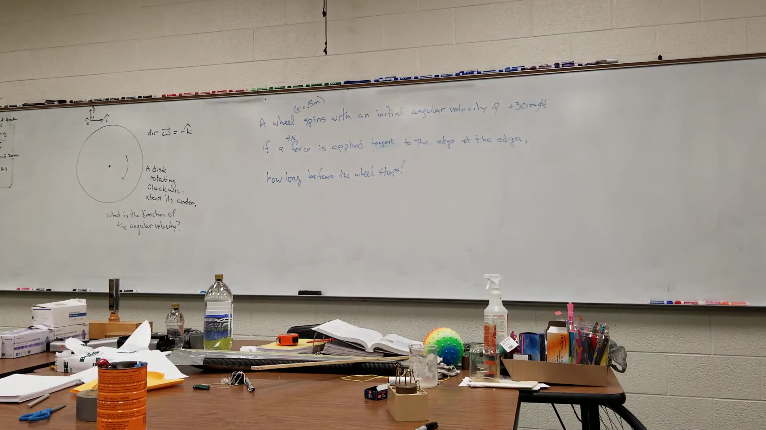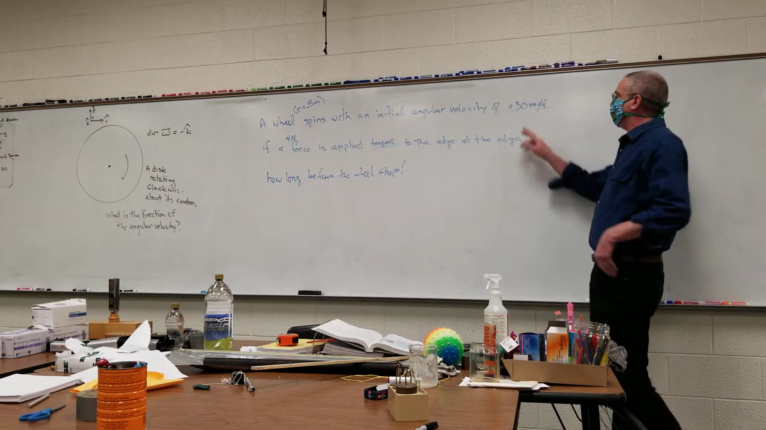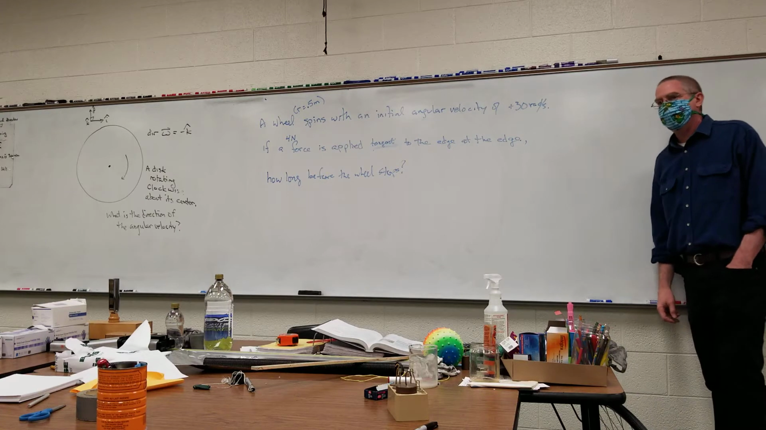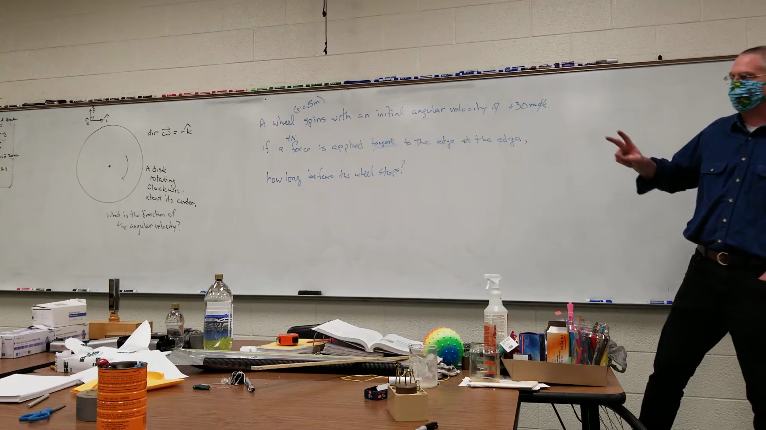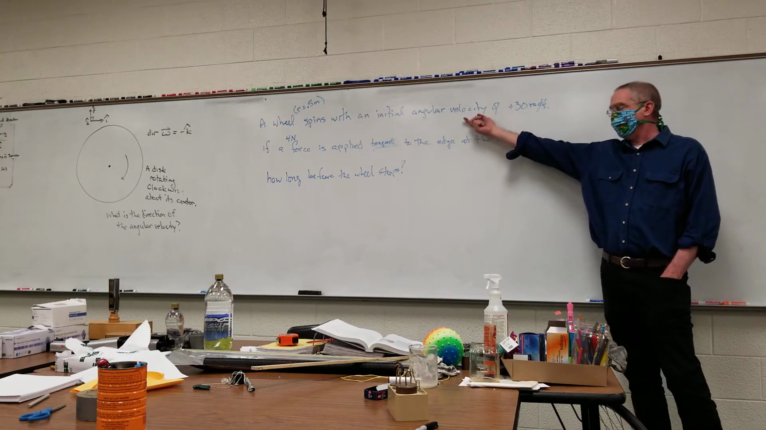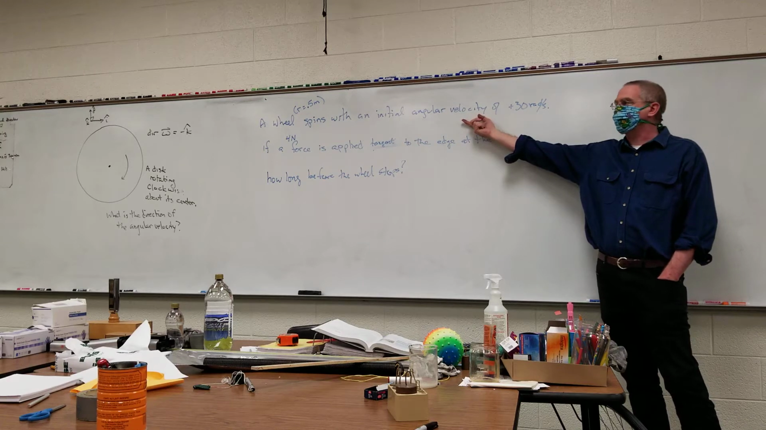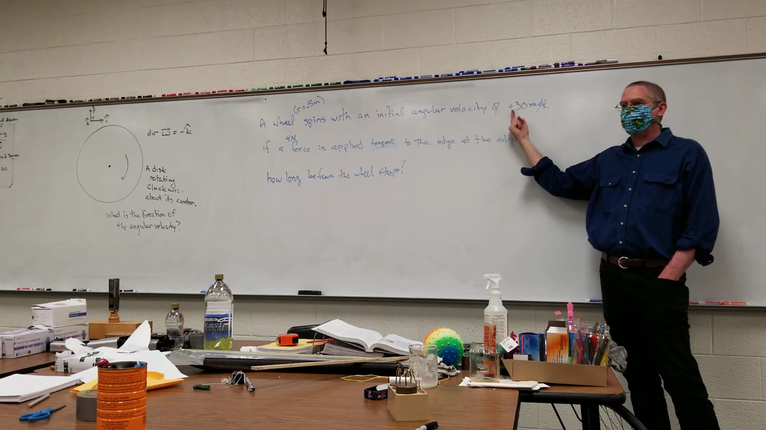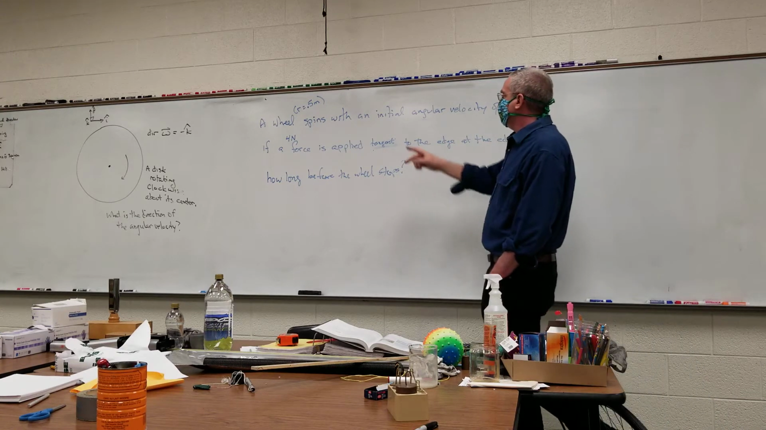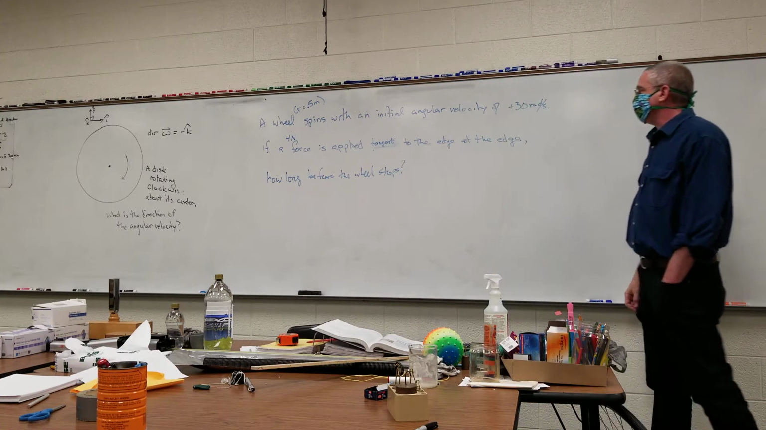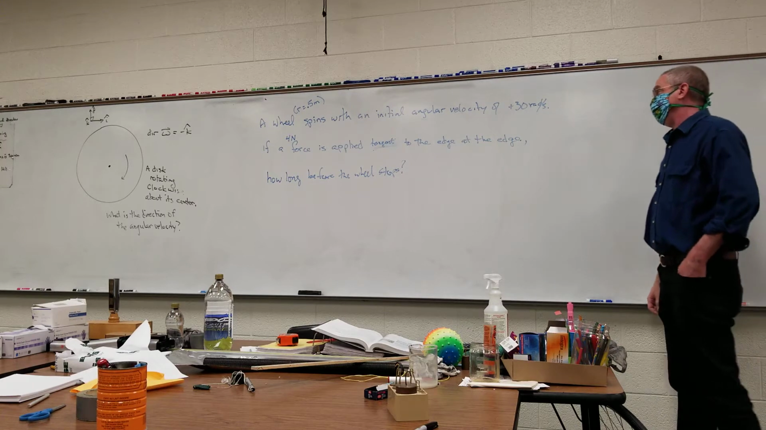So we have a wheel with a radius of 0.5 meters, spins with an initial angular velocity of positive 30 radians per second. Two clues that we're dealing with a vector here: I actually use the word velocity here for angular velocity, and the plus sign emphasizes the fact that there is a direction. A 4 Newton force is applied tangent to the edge, at the edge.